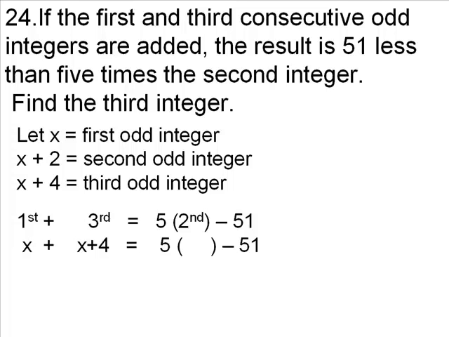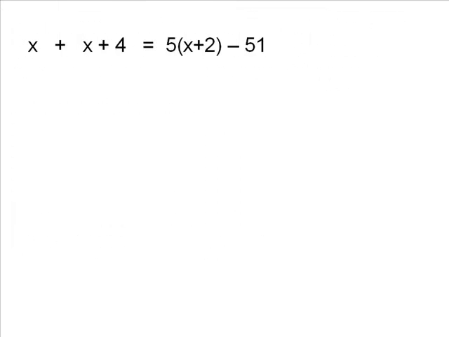And the second integer is what? Not x or x plus 4, it's x plus what? 2. Alright? So there's our equation. We translated all these words into an equation here. Let's deal with this equation for a minute. Now what's x plus x equal to? It's equal to 2x, isn't it?